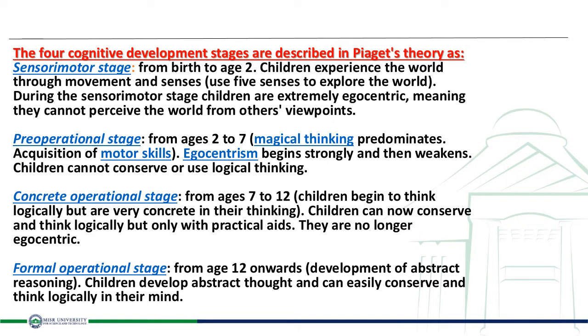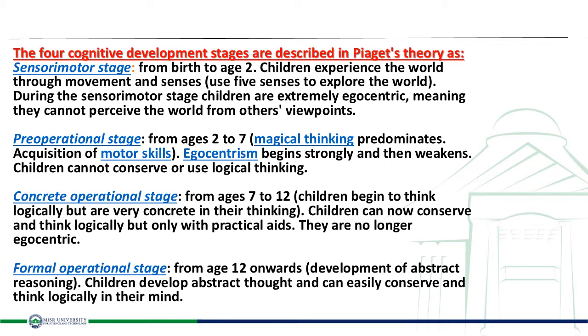And the third characteristic, what about egocentrism? In this stage it begins very strong and then decreases. So we have three main characteristics: magical thinking predominates, acquisition of motor skills, and egocentrism begins very strong and then decreases. What about the third stage?